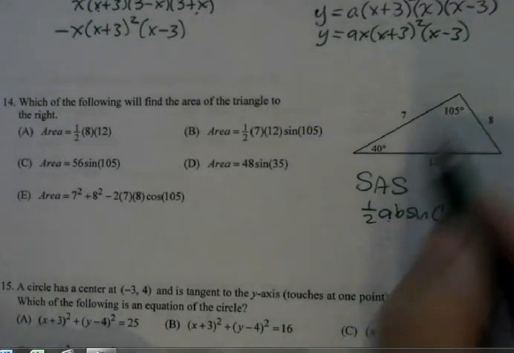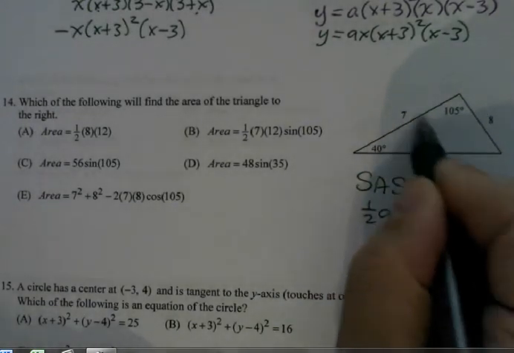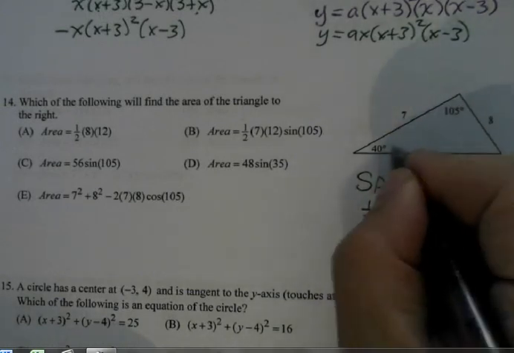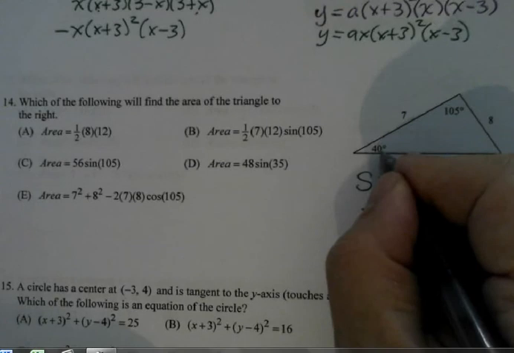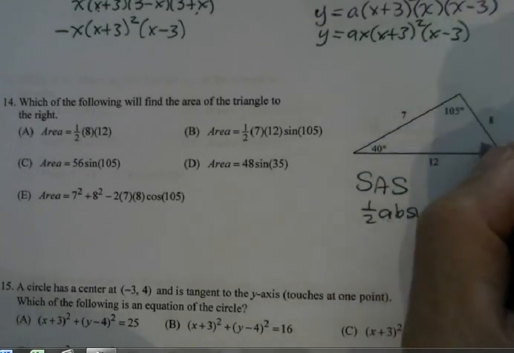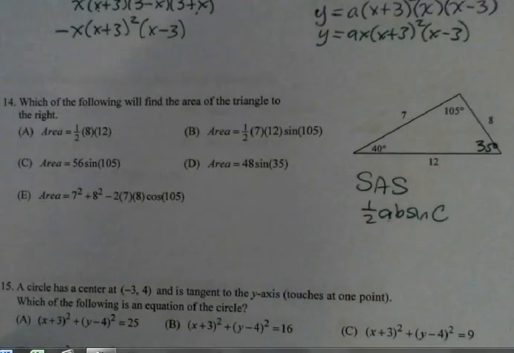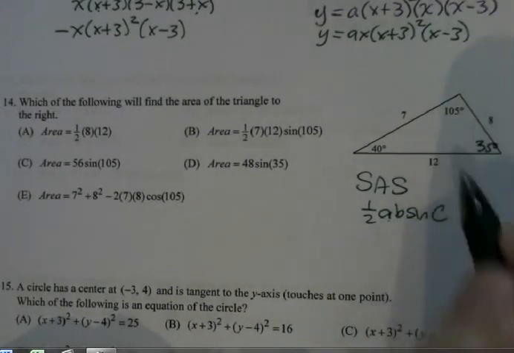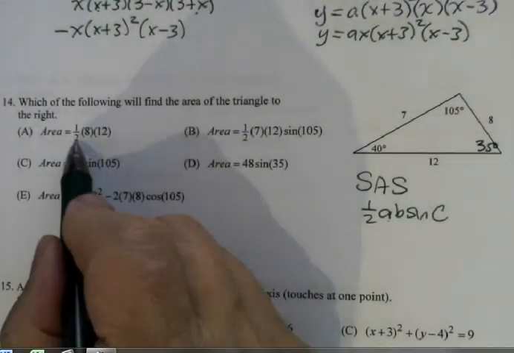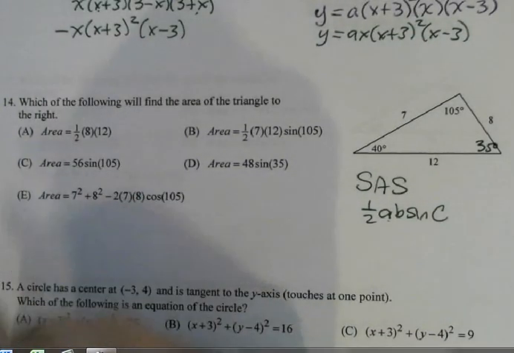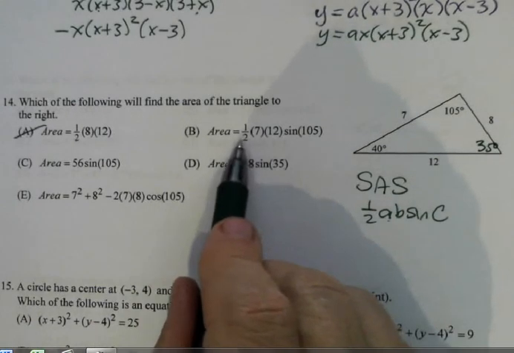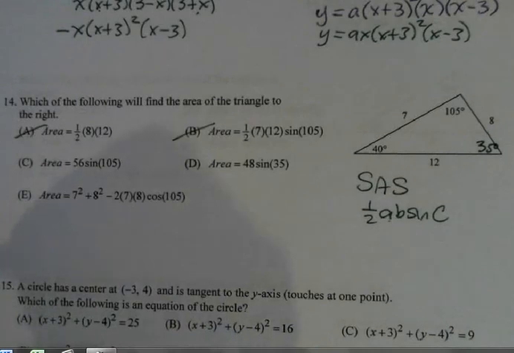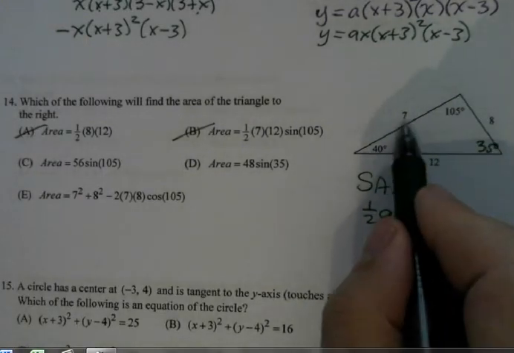So if I look at this, I could use the 7 and 8 with the 105, the 7 and 12 with the 40, or I could figure out my missing one, which I should automatically do. 105 plus 40, that's 145. If I subtract that from 180, the missing angle here is 35. So if I use the 35, I'm going to use 1/2 times 8 times 12. This one doesn't work because I need the sine of the angle between them. 1/2 times 7 times 12 needs to be 40. That one's gone.